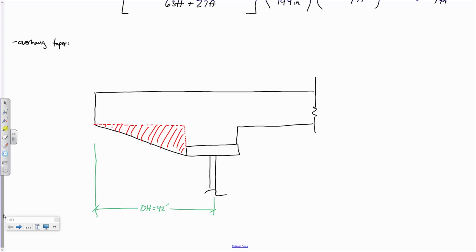Now let me ask a question. If this is 42 inches, what is this dimension here? Yes, the flange width. If you recall, the flange is 14 inches. So I propose this is 35 inches. Everybody see that? If I want to talk about the weight of the taper, this is how I'm going to compute it. Watch this. One half the base times the height. How tall is that triangle? I propose it's 2 inches. That's the full haunch, because remember, the haunch goes from the top of the web to the bottom of the slab. That's the whole 2 inches.